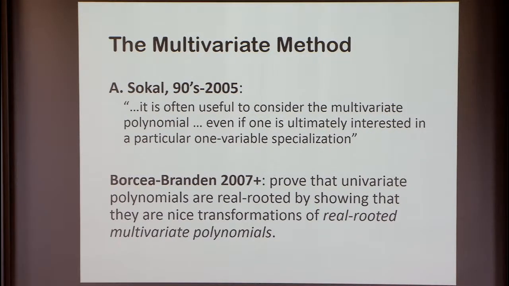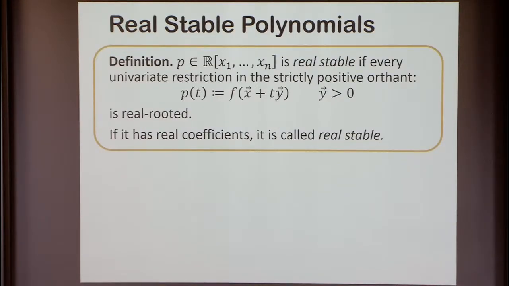So let me tell you what a multivariate real rooted polynomial is. It's called a real stable polynomial, and this is the definition of real stability. Suppose I have a polynomial p in n variables x1 through xn. It's real stable if every univariate restriction in the strictly positive orthant is real rooted.